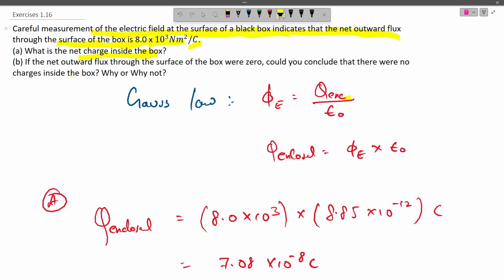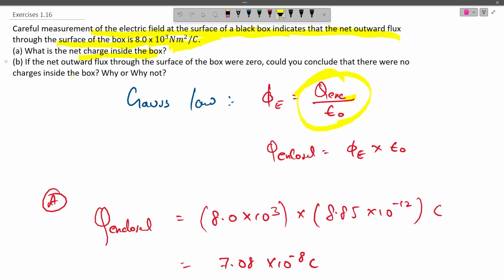There is outward electric flux through the surface of the black box, 8 × 10^3 N·m²/C. So the question talks about the concept of Gauss's law, which states that the total electric flux through the Gaussian surface is equal to Q enclosed divided by epsilon naught. Here Q enclosed is the charge enclosed inside the Gaussian surface and epsilon naught is a constant. Now it states that the total flux, either outward or inward, through that Gaussian surface would be equal to this value.